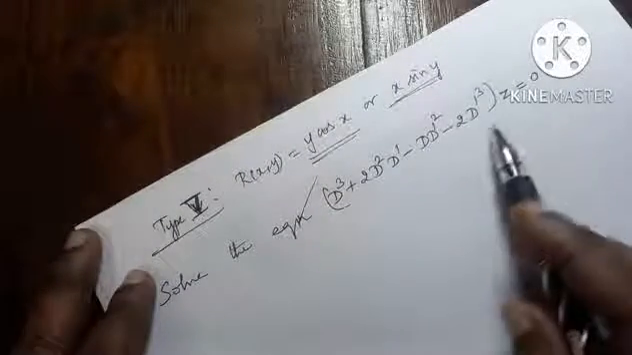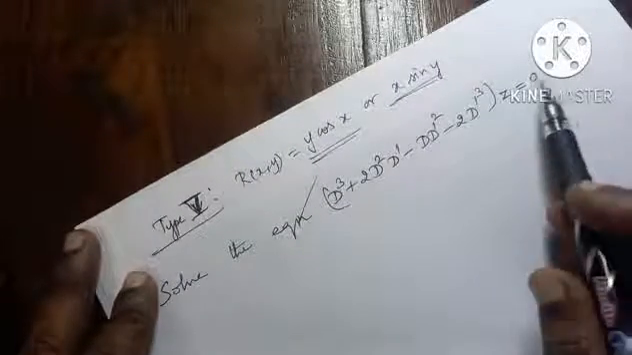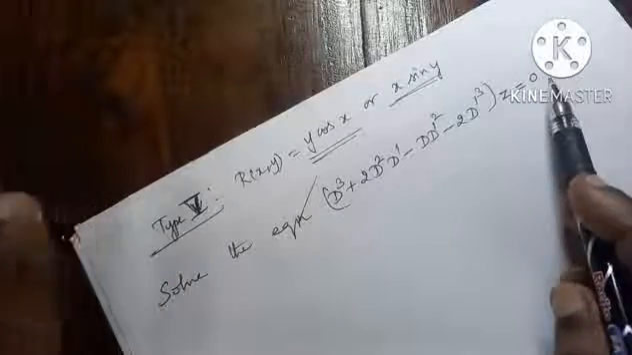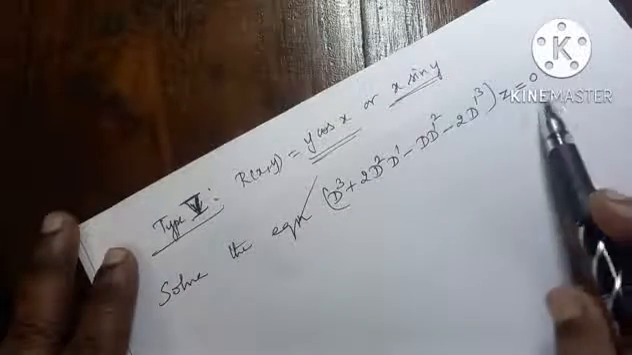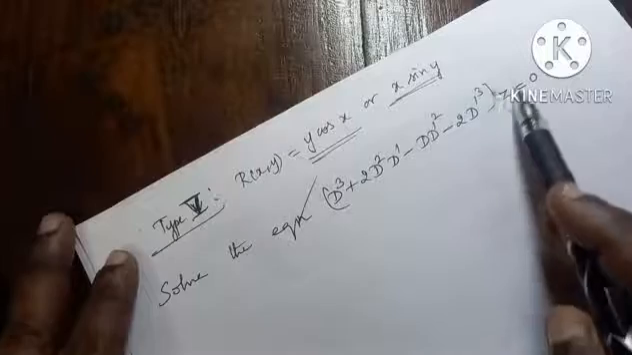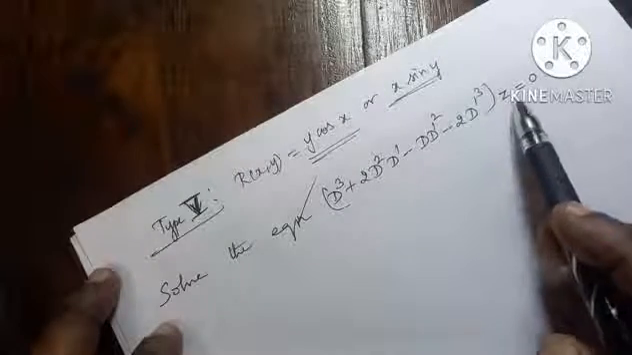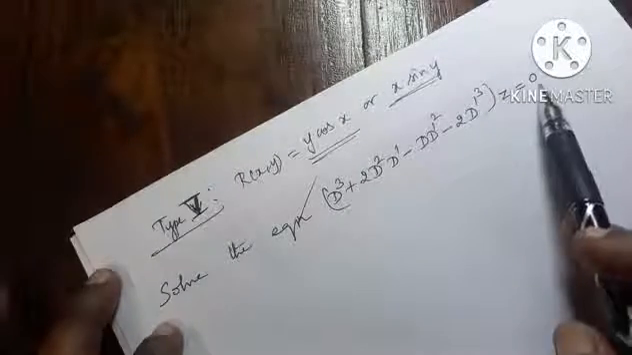Solve the equation. It's a third order differential equation. The right hand side is 0. Okay, solve this equation. You know z is equal to CF plus PI. To find CF, the right hand side must be 0.